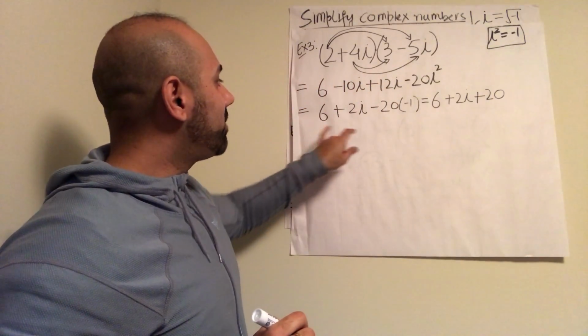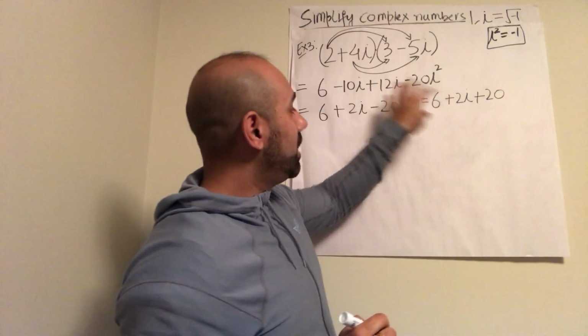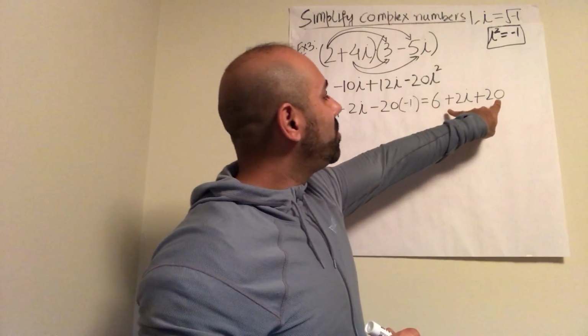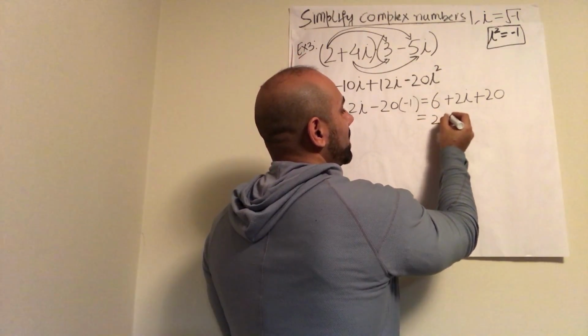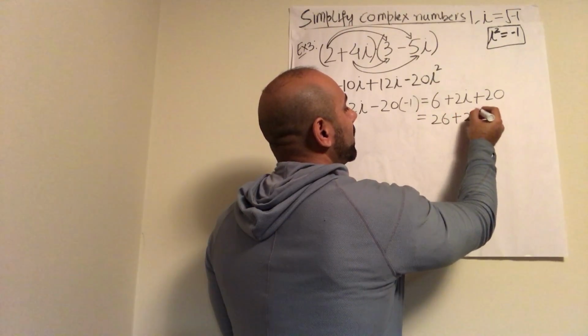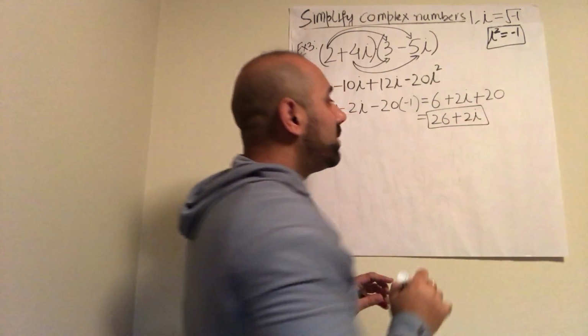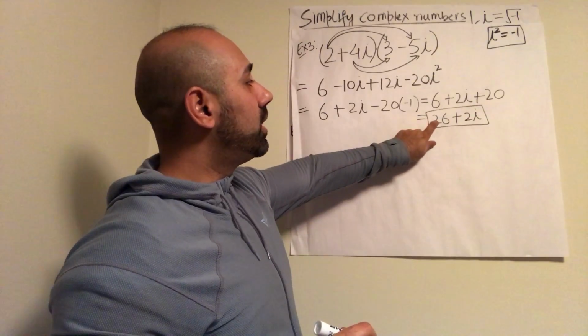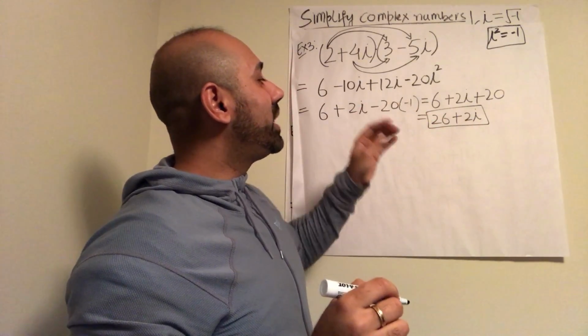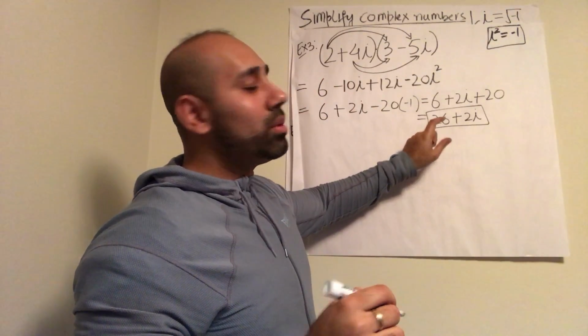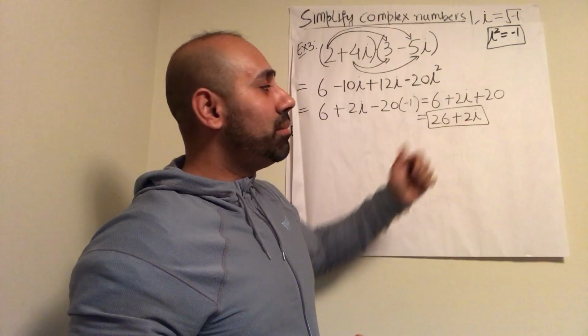Okay, so we already have simplified the imaginary pieces, and now we have two real pieces which we can combine together. 6 plus 20 is 26, and then I have a 2i with it. So this is already in simplified form. How do we know this is simplified form? The best way to figure that out is to see that we can clearly identify the real and the imaginary part.